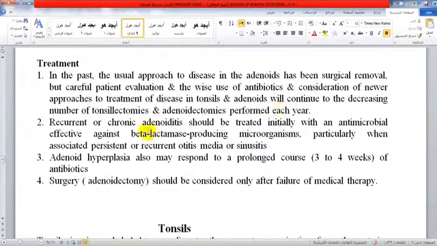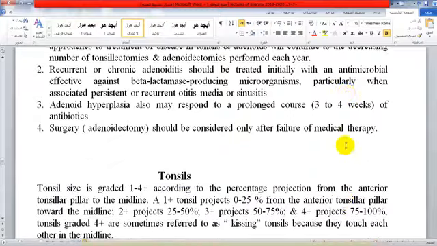Recurrent or chronic adenoiditis should be treated initially with an antimicrobial effective against beta-lactamase producing microorganisms, particularly when associated with persistent or recurrent otitis media or sinusitis. Adenoid hyperplasia also may respond to a prolonged course of 3 to 4 weeks of antibiotics. Surgery, adenoidectomy, should be considered only after failure of medical therapy. Really, there are some indications, but I didn't mention them here.